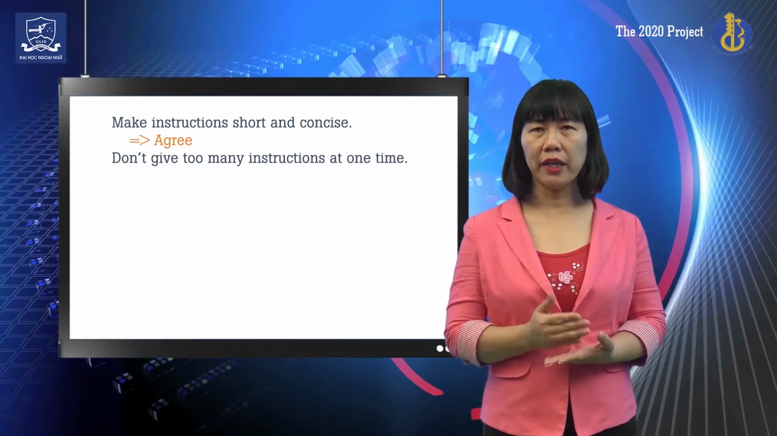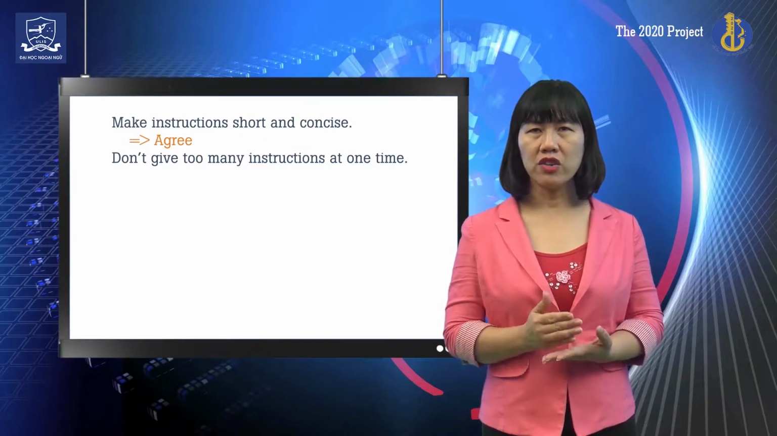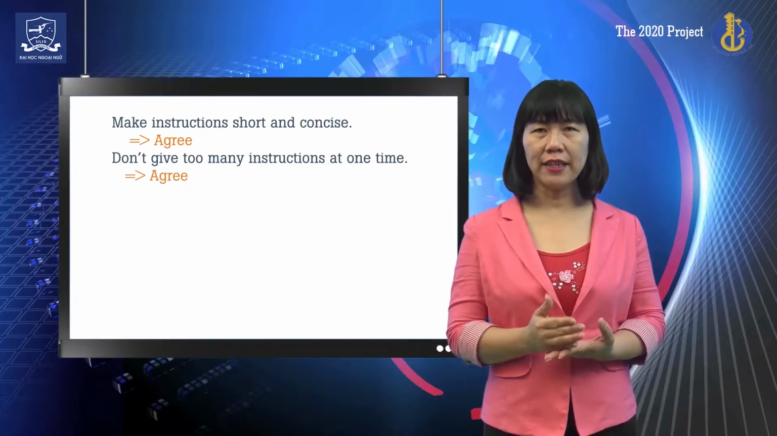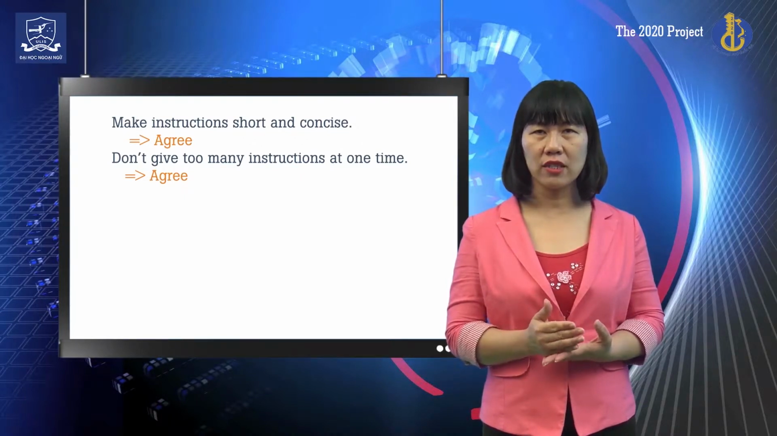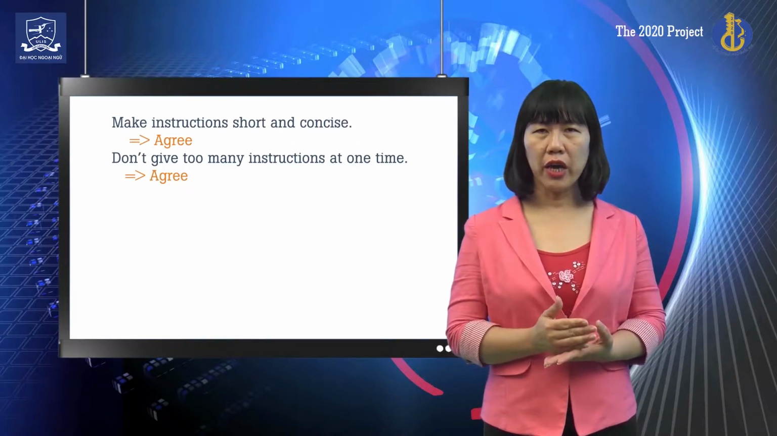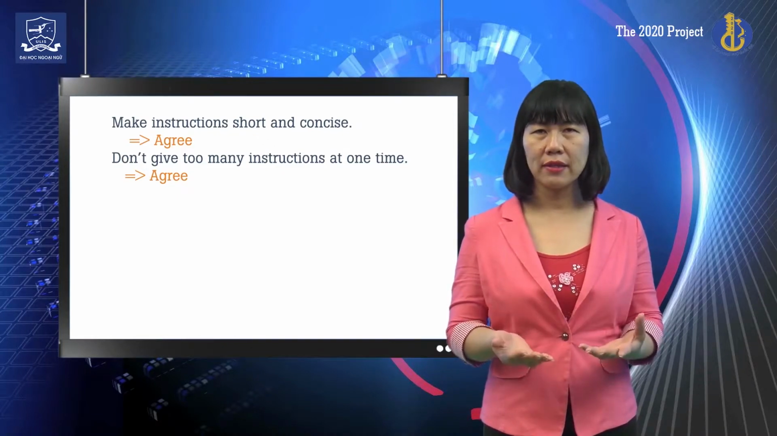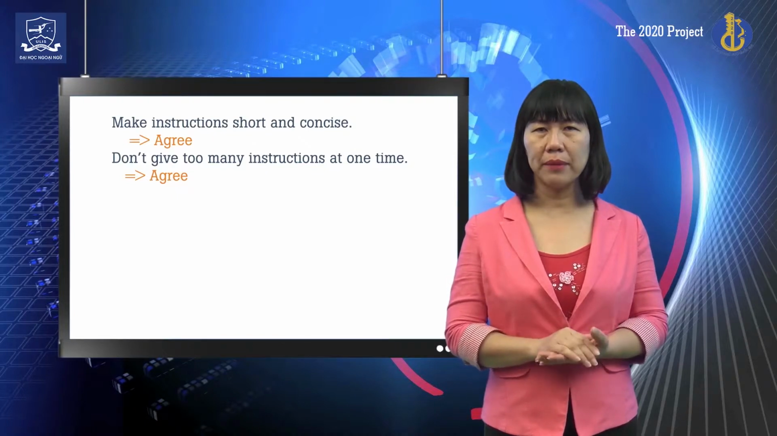Don't give too many instructions at one time. Do you agree with this idea? Yes. Because young learners cannot remember or understand long instructions, in which you tell them many things to do. Therefore, we have to break long instructions down into short ones. We will look at an example at the end of the clip.